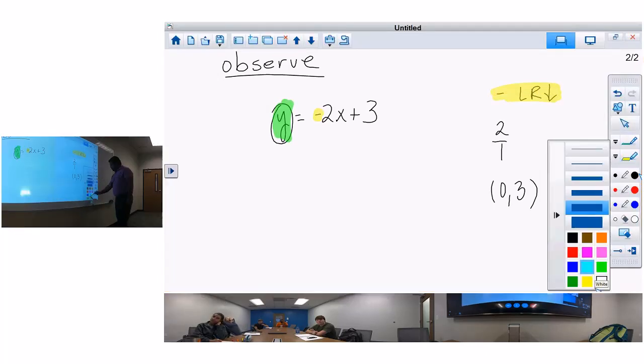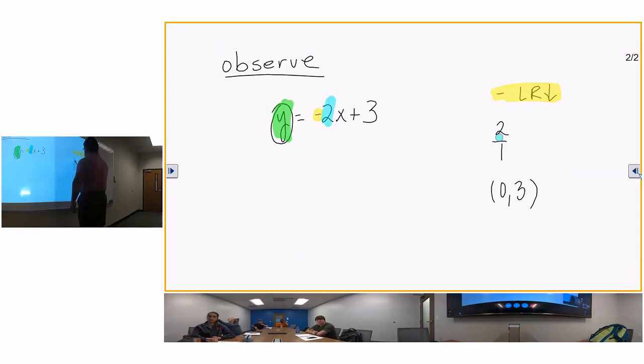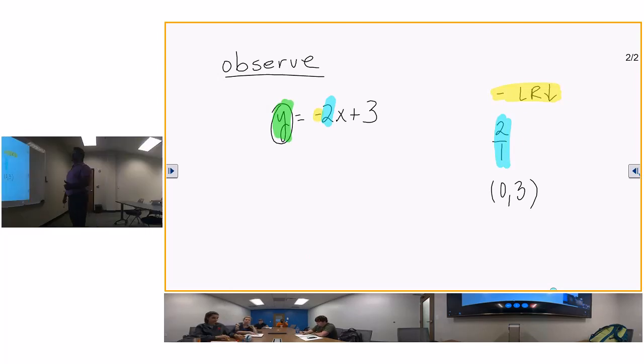Maroon, aqua. Aqua gives us a 2, which means 2 over 1. If it was 1/2, it would be 1 over 2. If it was 3/4, it would be 3 over 4. It's always the vertical over the horizontal. And since it's a whole number, what do I put under it? A 1. A 1, thank you.